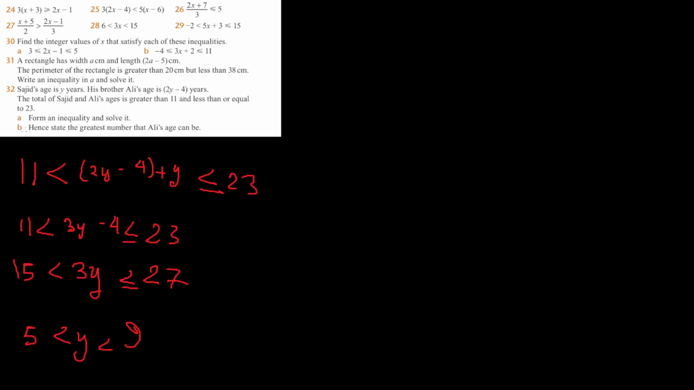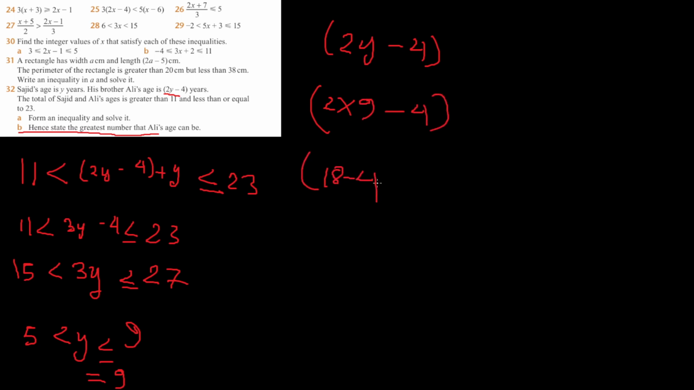And the question asks us to state the greatest number that can be his brother's age. Oh, sorry. So the answer would be 9, or y equal to 9. This would be the highest. I made a slight mistake. We can see that the highest number here is 9. So if we substitute it into his brother's age, 2y minus 4, with 9, we get 2 times 9 minus 4. So that would be 18 minus 4, which is 14 years, which is our answer to number B.